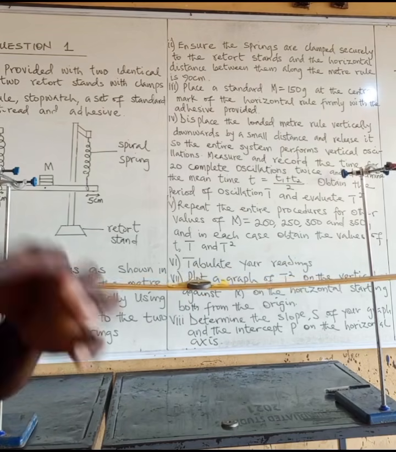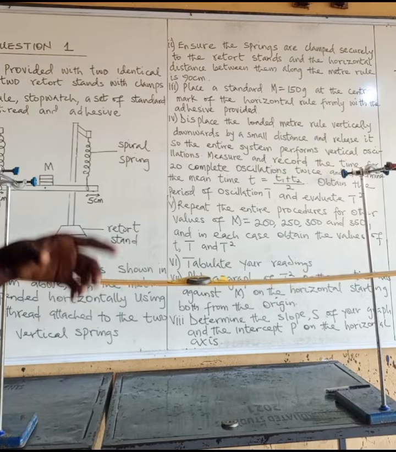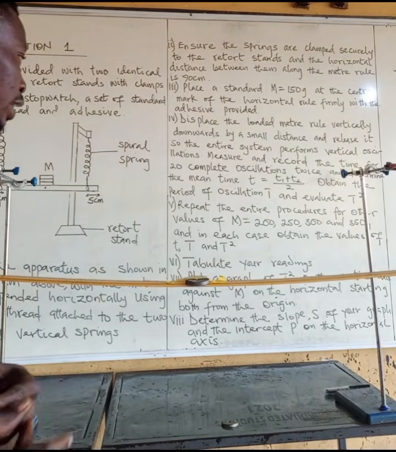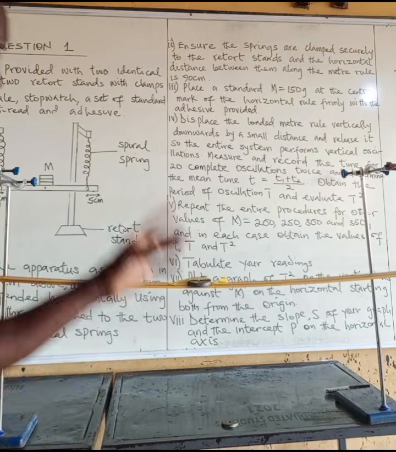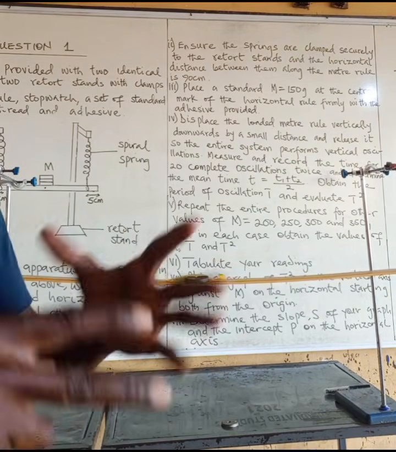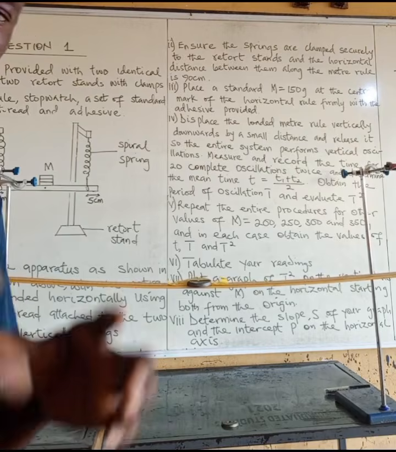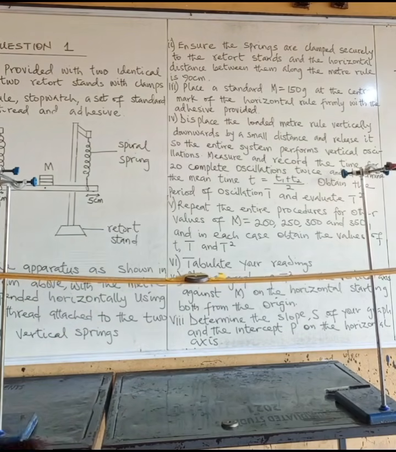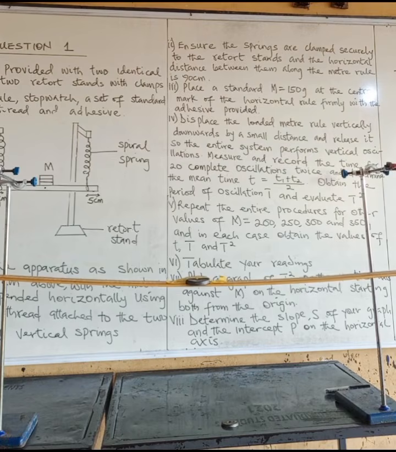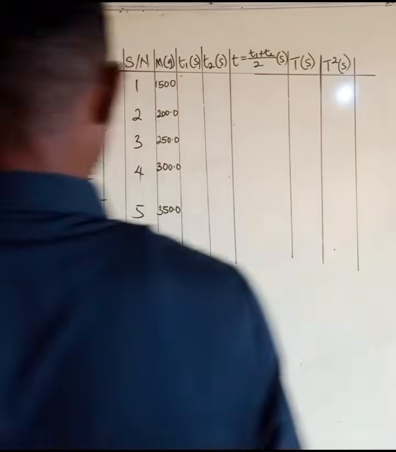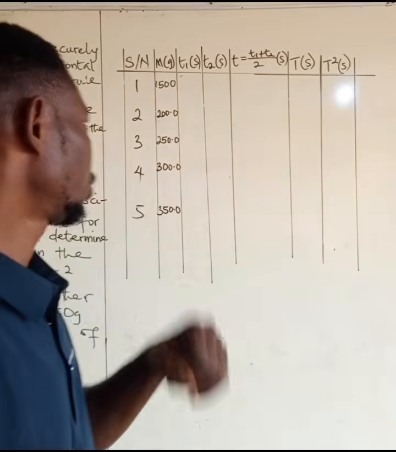So you would repeat this procedure, using the other masses like 200, 250, 300, and 350. And afterwards, you are going to prepare a table. So I'm going to show you what your table should look like right now. So this is what your table should look like.